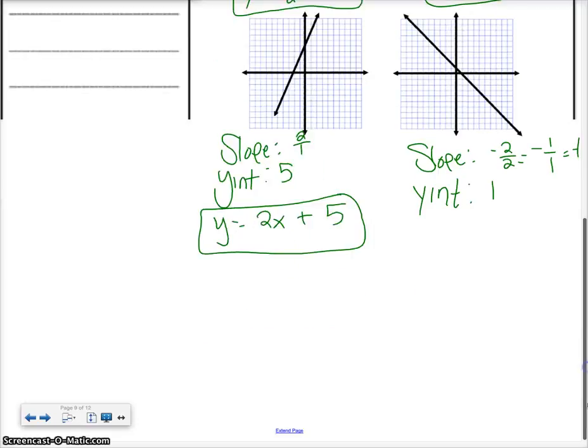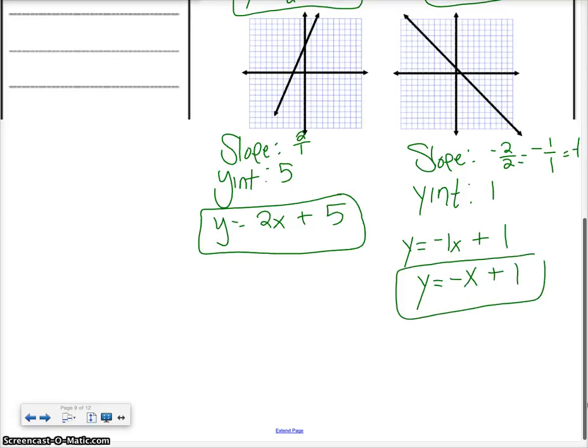Okay? And then you put it all together. Y equals your slope, negative 1x, plus your y-intercept. But you want to know what? It's going to really look like, remember, 1 is super shy. So 1 is feeling super stressed out being visible. So we gotta calm the 1 down and hide it. Y equals negative x plus 1. And that's your learning target today.